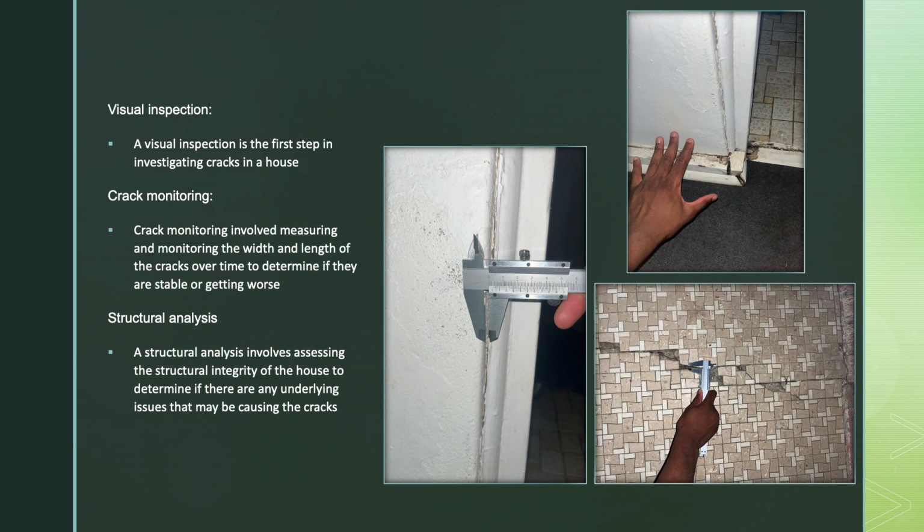Crack monitoring involved measuring and monitoring the width and length of the cracks over time to determine if they're stable or getting worse. This technique was done using a crack gauge or digital measuring device shown in the video or in the photos below.